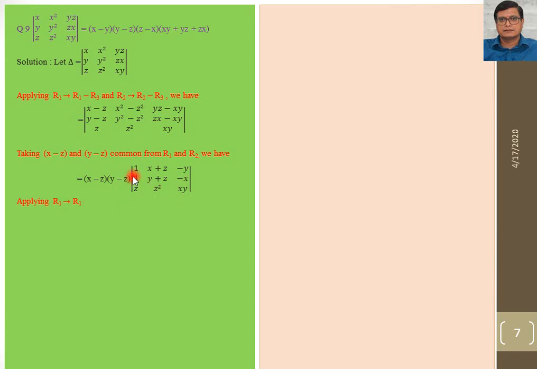Then after this we do this operation in R1 minus R2, so that this element will be 0 here, number 1. Number 2, we can make these two elements equal. So R1 minus R2, 0. R1 minus R2, this element is x minus y, this element is also x minus y. Then R2 and R3 will be as it is. After this we can take x minus y common from R1. So we have x minus y, which we have taken out common from R1, x minus z, y minus z, and inside the determinant we have these values.